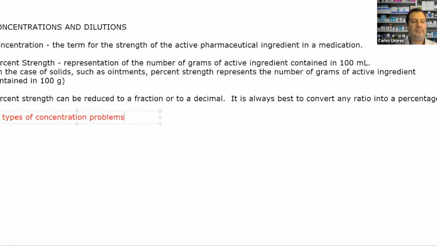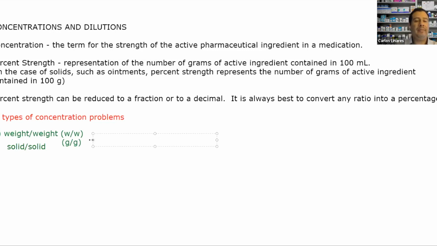The first type of concentration problem is the weight per weight, abbreviated as W per W. Okay, now what this represents is we have grams over grams. So it's like you are baking a cake and you're adding sugar to the flour, solid over a solid. This is another way we can say it, solid over solid, weight over weight.